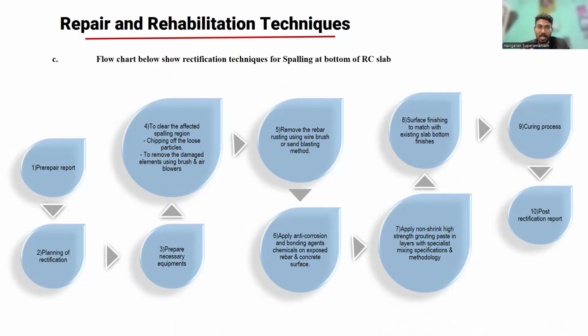This is how these are the three examples of techniques and methods that we can use to resolve these deformation and deterioration defects on the existing structure. So I think that's all from my side.